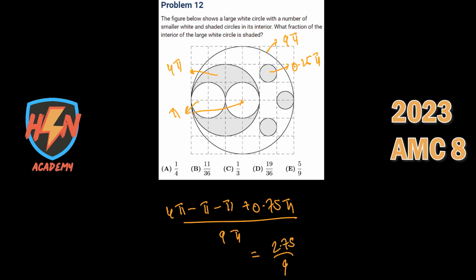We can multiply both of them by 4 to get an even number. So that would be 11 over 36. So the answer is B.